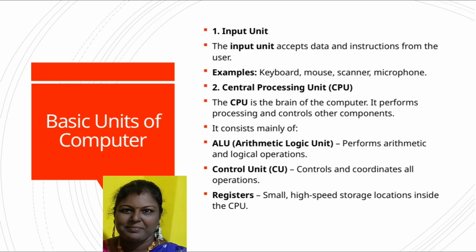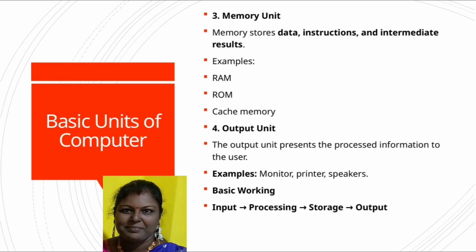Let's look at two key parts of a computer's basic units, the memory unit and the output unit. Memory is where data, instructions, and temporary results are stored. Think of RAM, ROM, and cache memory. Each plays a role in holding information for quick access or long-term use. Then there's the output unit, which takes the processed data and presents it to us. That's your monitor, printer, or speakers. Together, these units follow a simple flow: input, processing, storage, and finally, output.